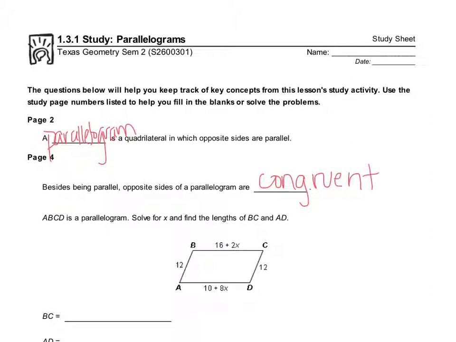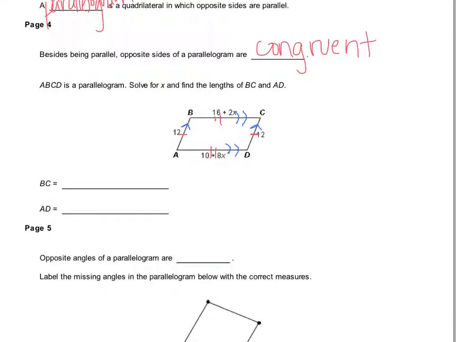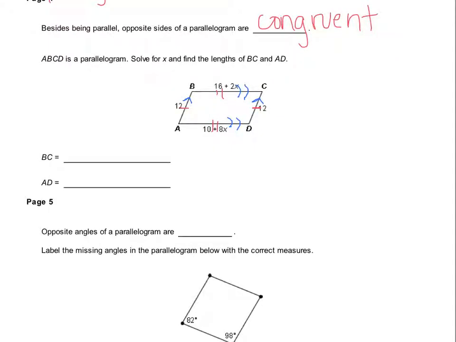So looking at this shape, ABCD, which is a parallelogram, I know two things. First of all, I know that my opposite sides are congruent. The second thing I know is that they're parallel. The symbol you will see for parallel is having an arrow, or two arrows, drawn on the sides. So the pink lines that I've drawn here represent that those sides are the same, and the blue arrows represent that they are parallel.